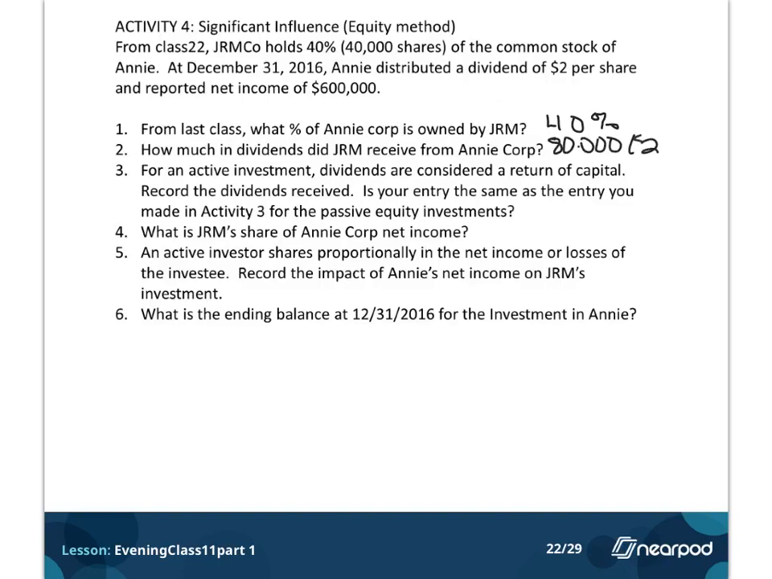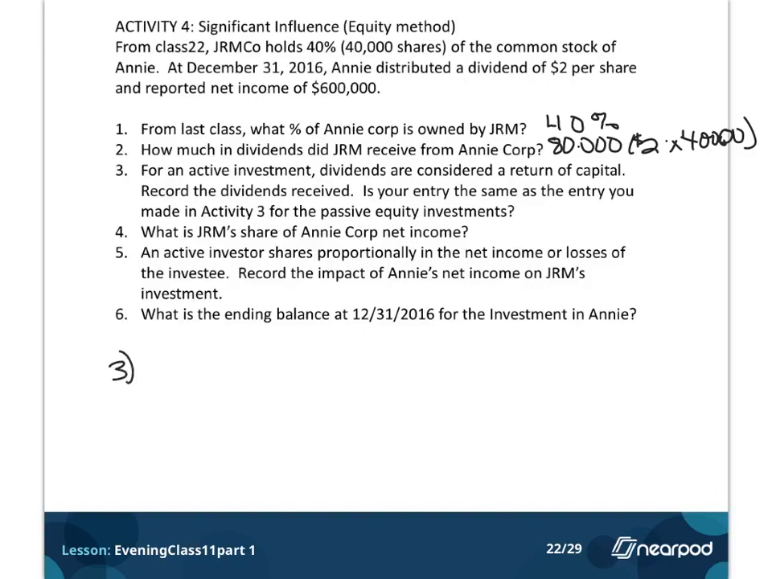That's $2 times 40,000 shares. Oh my goodness, that's supposed to be 40,000 shares. That gave us 80,000. All right, so number 3 says for active investment, dividends are considered a return of capital. True. Record the dividends you received.